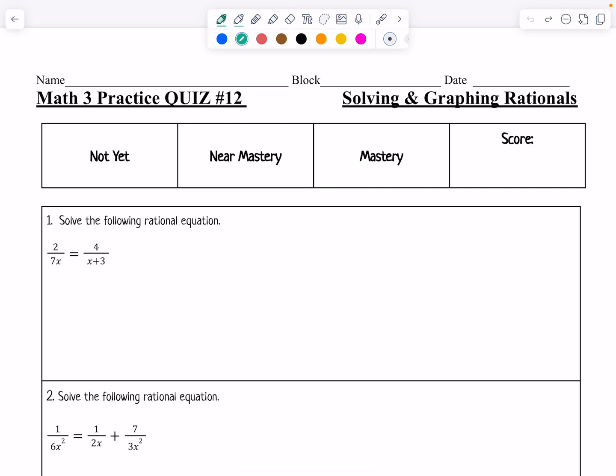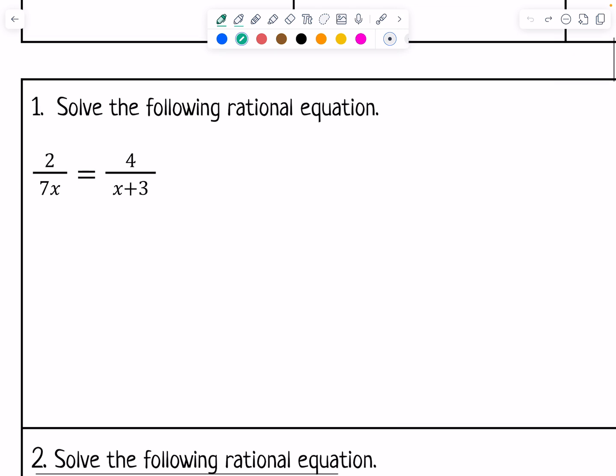In this video, we're going to take a look at Practice Quiz 12, focusing on solving and graphing rationals. So number 1 says, solve the following rational equation. I see that I have a fraction on either side of the equal sign. So in these, I'm able to just cross multiply.